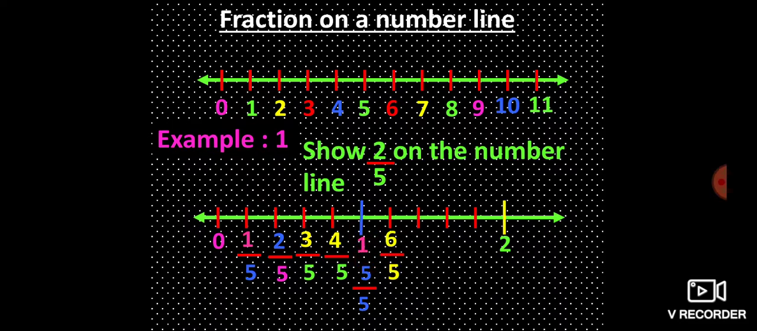Next 6 by 5, 7 by 5, 8 by 5, 9 by 5. Next 2, that is 10 by 5. In 10 how many 5? 2. That is 2 here. Have you understood? Like this we have to mark these fractions on the number line. But we need only 2 by 5. Only 2 by 5. So we mark it as 2 by 5 only.